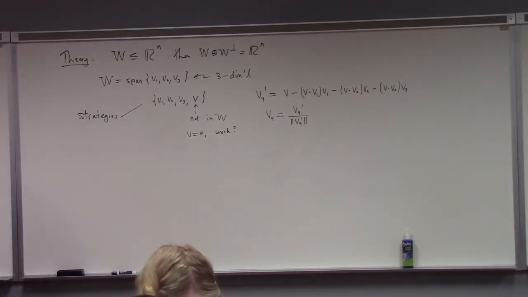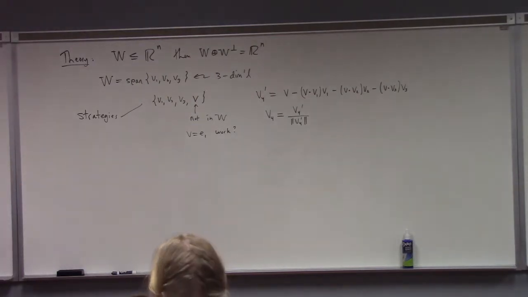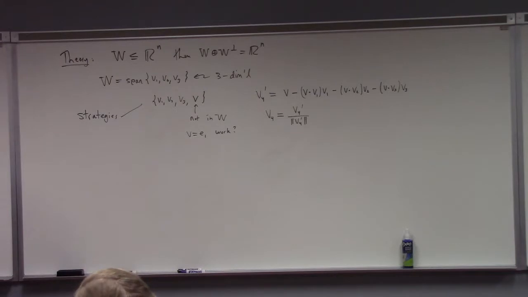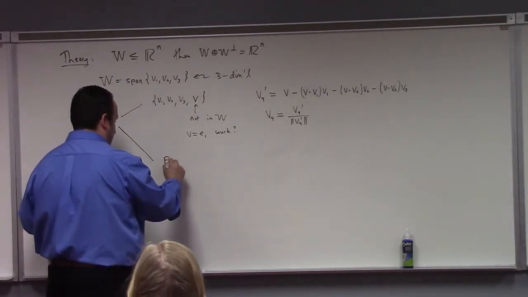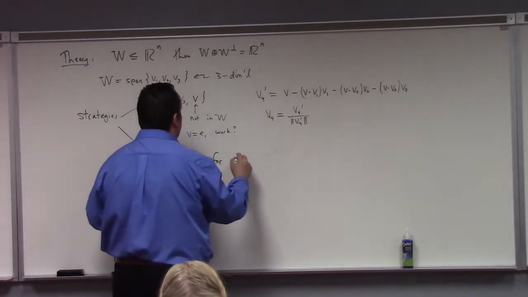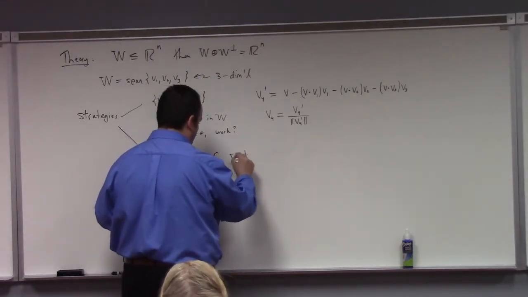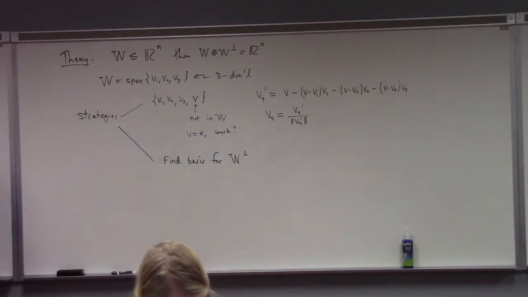Okay, so I hope you see that this approach will work. But it's a little bit awkward, a little clunky, because we have to start by finding a vector, we have to guess. There's another strategy, which is to just find a basis for W perp. That's actually a straightforward calculation. That's another approach we could take here. How would you do that?